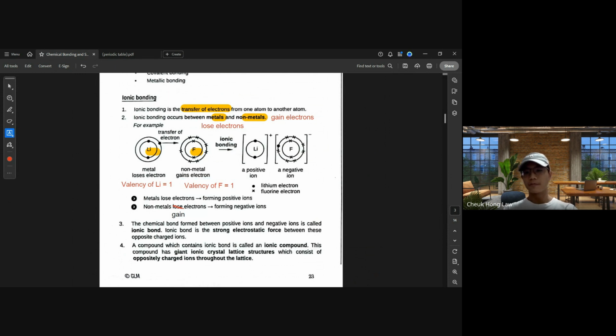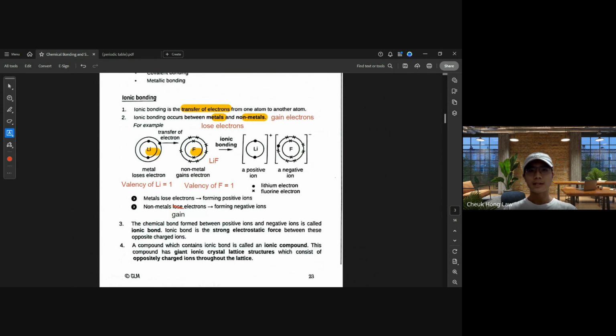So what is the purpose of finding the valency? So that we know the bonding for ionic bonding. If the valency is the same, that means the chemical formula is just one of each: one lithium atom and one fluorine.